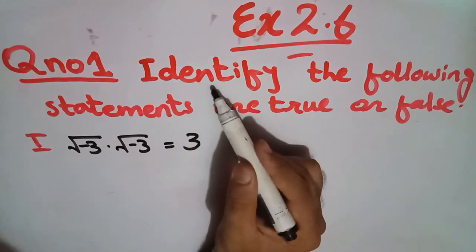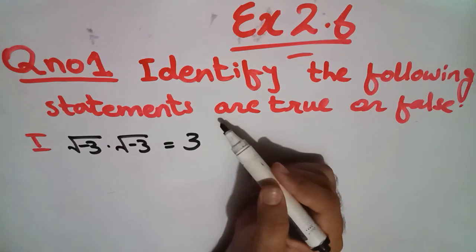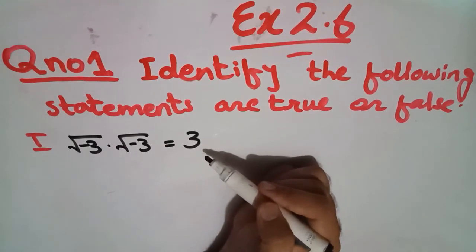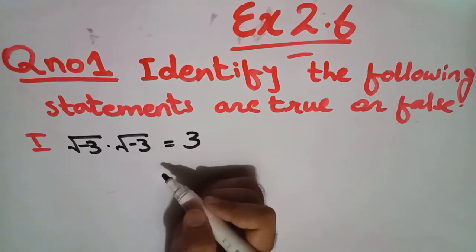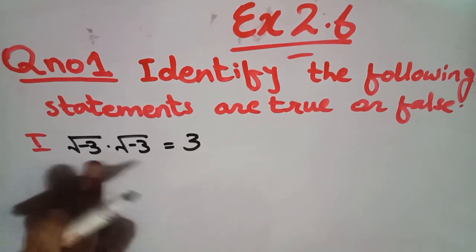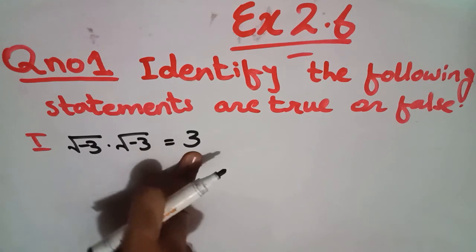The question number 1 is: identify whether the following statements are true or false. We will find out whether the following statements are true or false. First of all, we will solve it by multiplying, to see whether we are getting 3 or not.